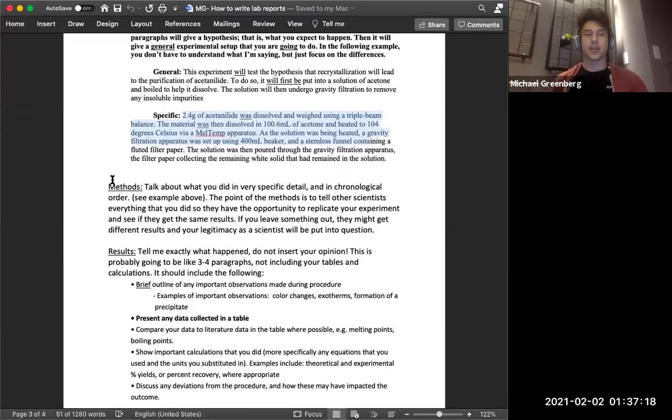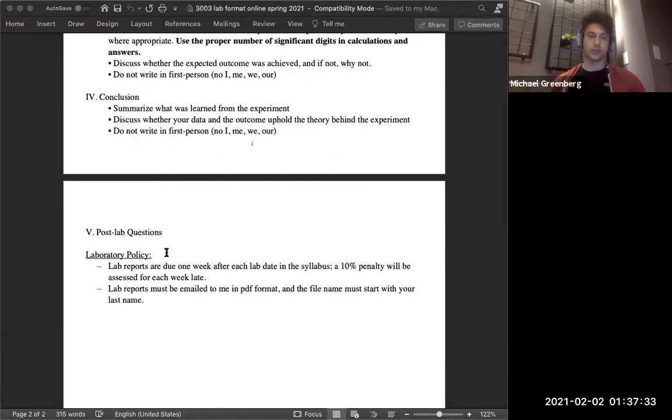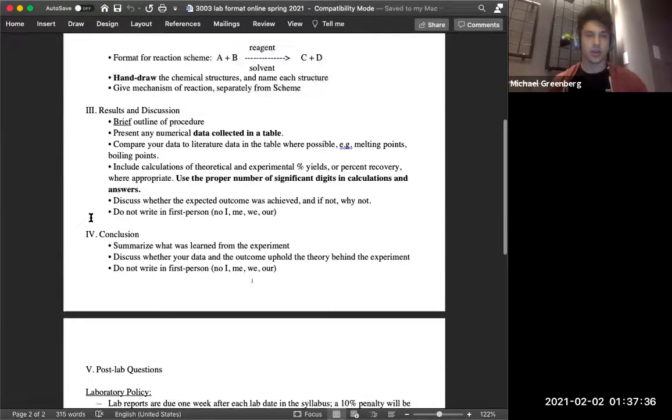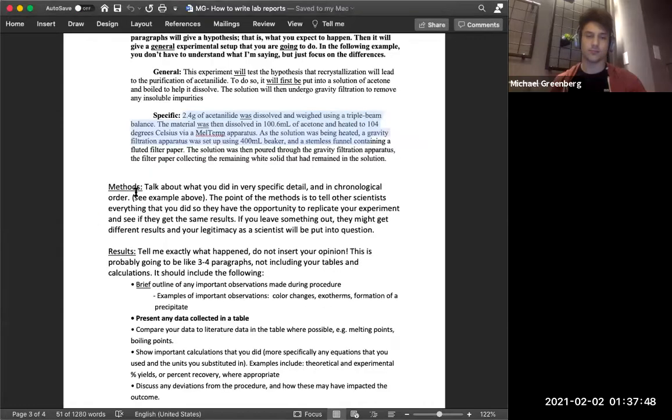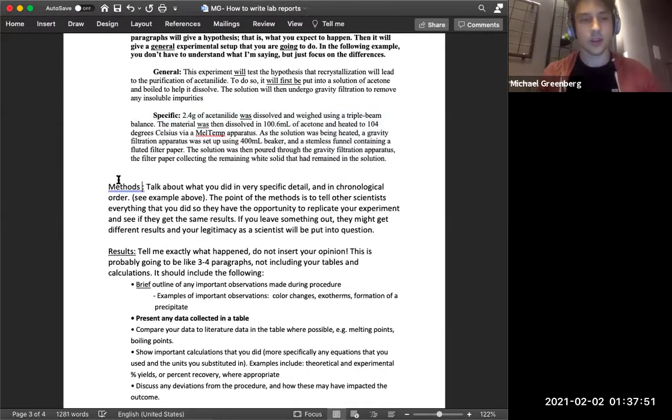There is a general method section, which basically writes about what you did. In the previous lab format, you can just include it in results and discussion. All right. So for you guys, let's just get rid of this.